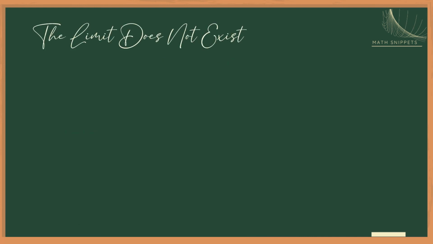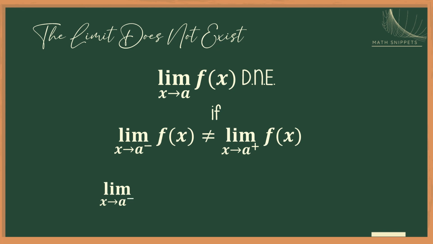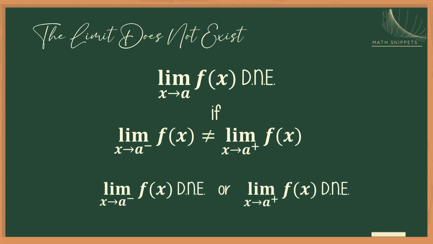So when does the limit not exist? The limit of f of x as x approaches a does not exist if the limit as x approaches a from the left is not equal to the limit of f of x as x approaches a from the right. It could also be that one of the limits does not exist.